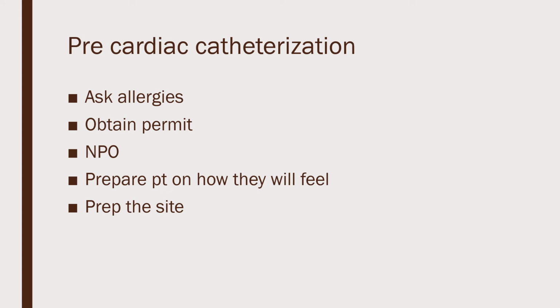So for a pre-cardiac catheterization, we always want to make sure we ask about allergies. We need to know if there are any allergies to iodine, shellfish, or previous dye allergies, if they've ever experienced any. You want to obtain a permit. The physician should have already explained the procedure, but remember, it's the nurse that obtains the signature. These patients need to be NPO.